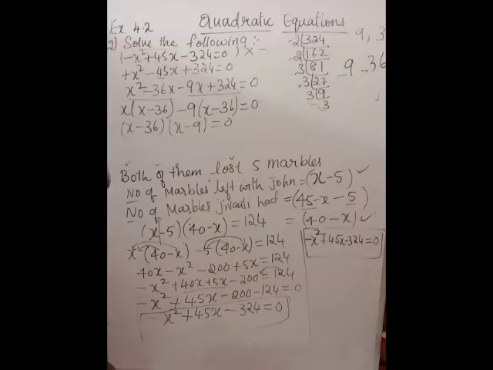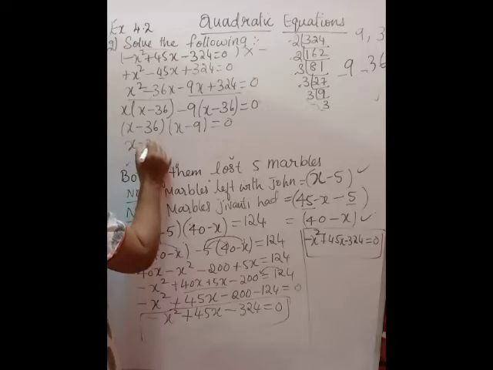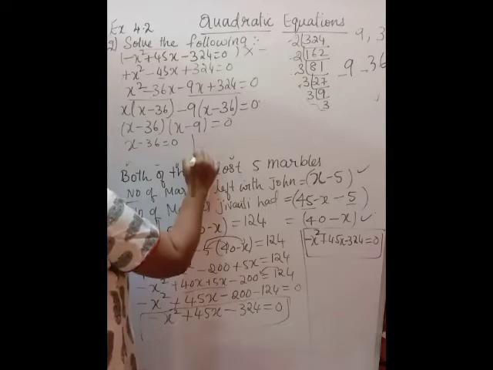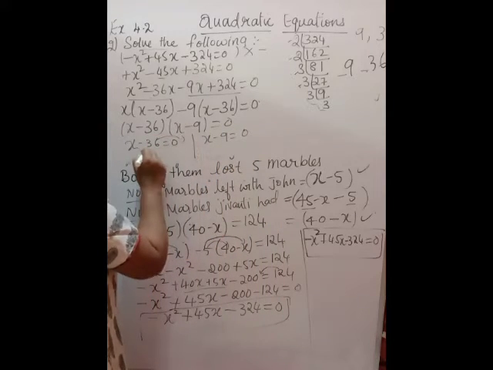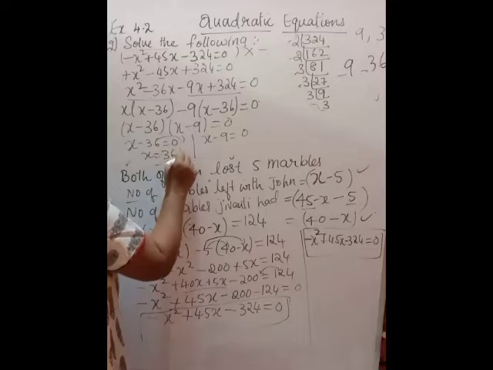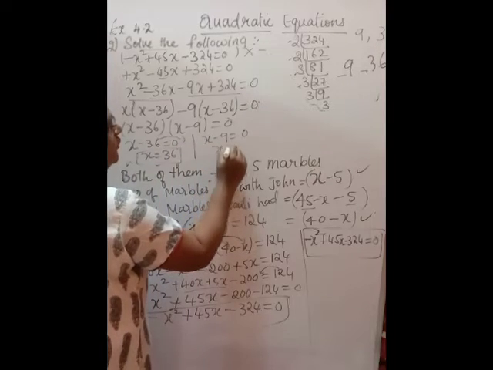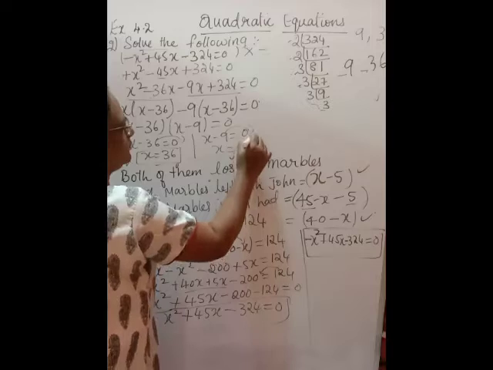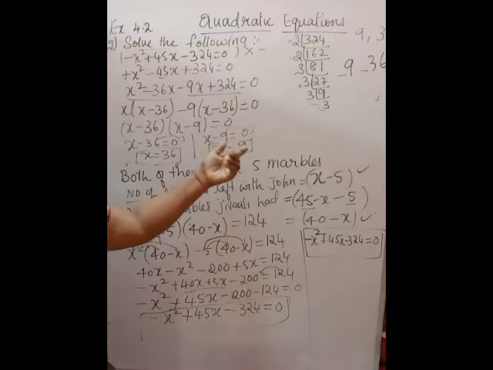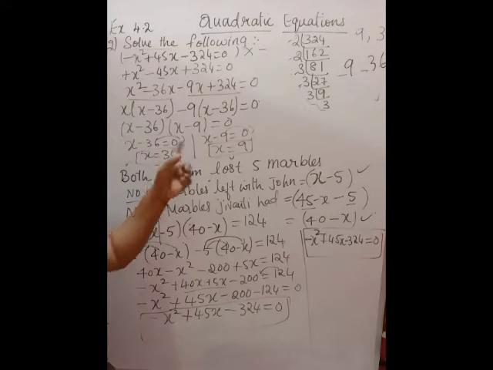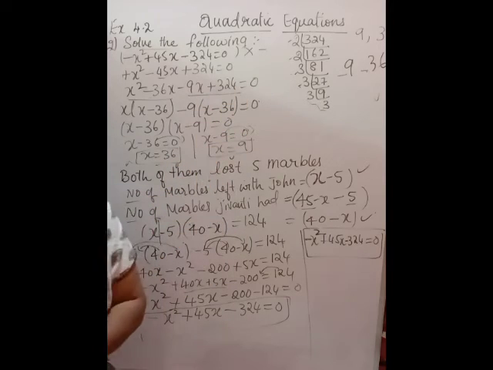Now it is very simple. Equate it to 0. x minus 36 is equal to 0, x minus 9 is equal to 0. Now shift 36 here, x is equal to plus 36 you will get. Here also x is equal to plus 9. So the values are 36 and 9. Therefore, John and Jivanta, one had 36 marbles and the other had 9 marbles, so that the sum of these two will be 45.